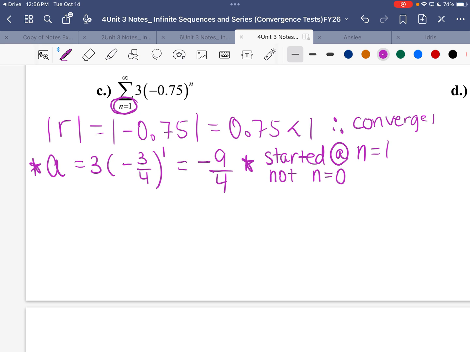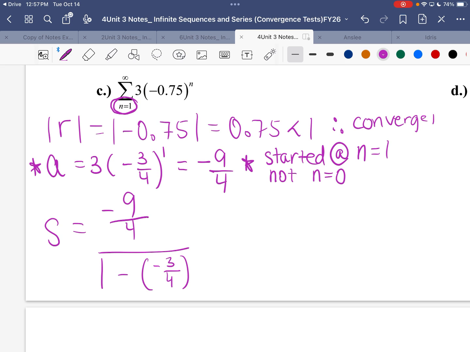Next one. You can do it. No, you just plug in 2. So it would have been 3 times 9 sixteenths. So 27 sixteenths would have been A. Yeah, good question. Very good.